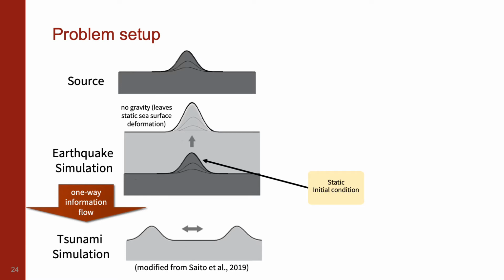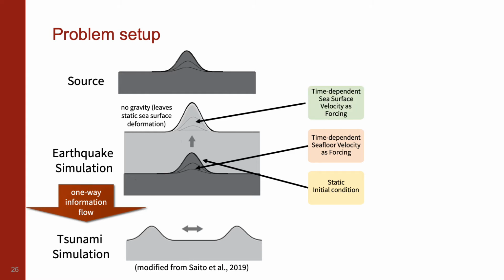For the first method, the seafloor displacement is passed as an initial condition. In the second method, the seafloor time-dependent velocity is passed as a forcing term into the tsunami simulation. In the third method, the sea surface velocity is passed as a time-dependent forcing in the tsunami simulation. These three methods use two-step approaches, utilizing both an earthquake simulation and a tsunami simulation.